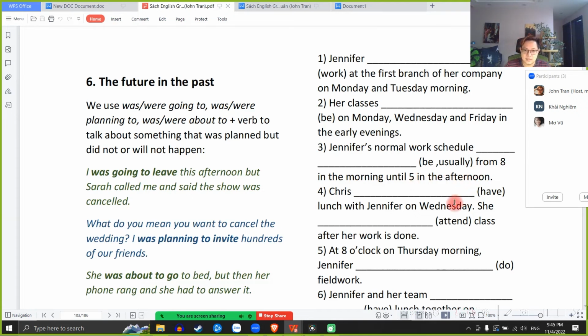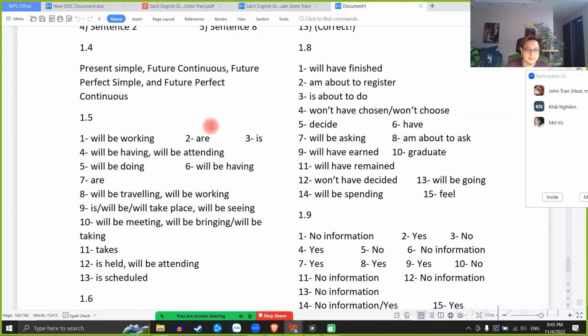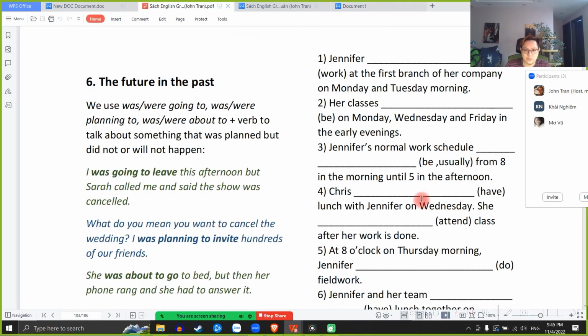Number 4, Chris. Number 4 is will be having or will be attending. Sorry, the first one is will be having. The second one is will be attending. Cái từ tiếp theo là will be attending. Chris will be having lunch with Jennifer on Wednesday. She will be attending class after her work is done. Chris sẽ đang ăn trưa với Jennifer vào ngày thứ tư. Cô này sẽ đang tham dự lớp sau khi công việc của cổ hoàn thành.